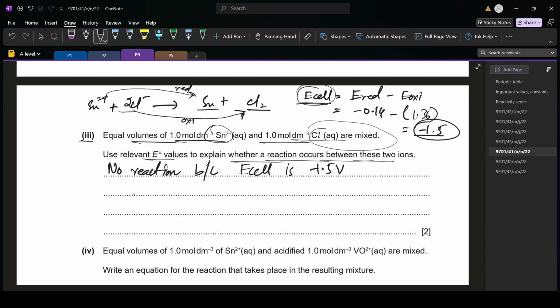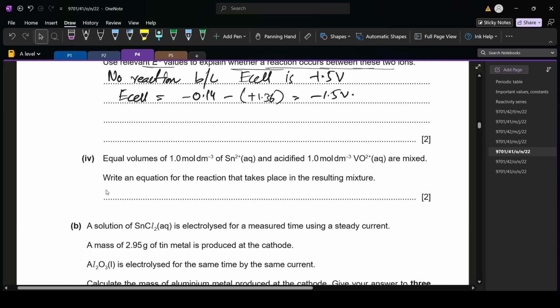You also have to show the working. E cell is equal to negative 0.14 minus plus 1.36. The answer is negative 1.5 volts.